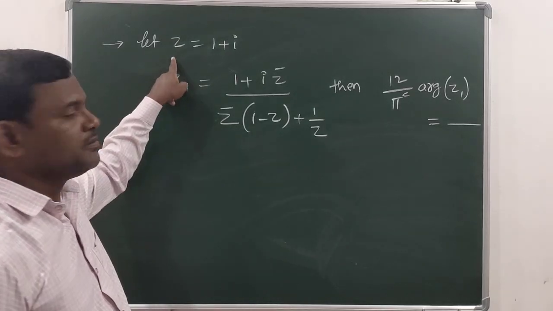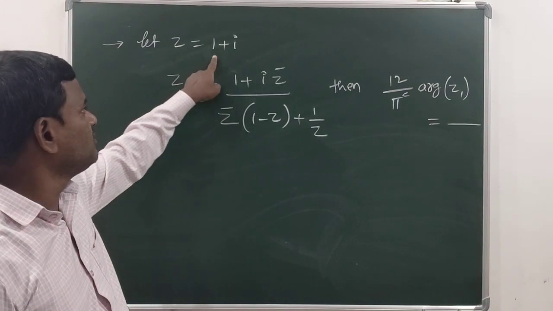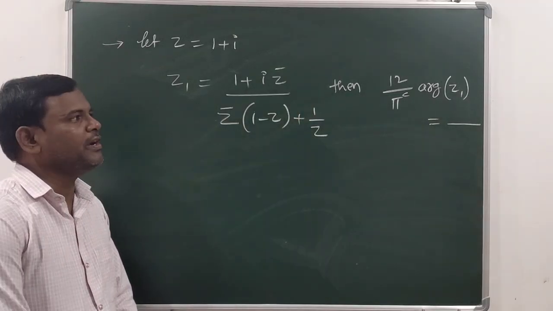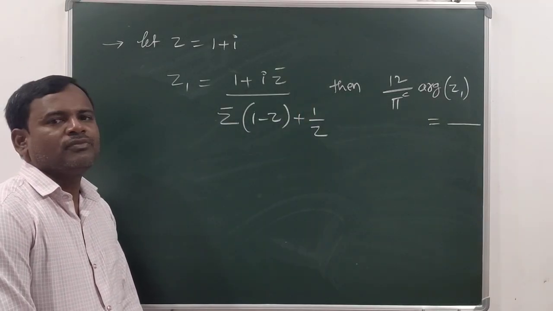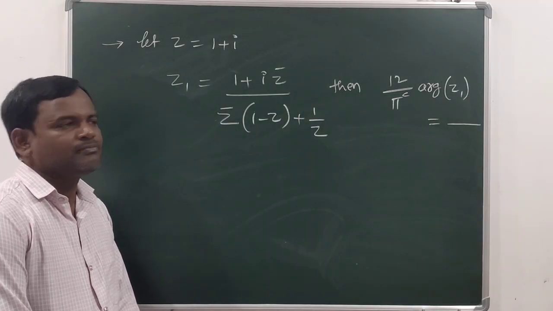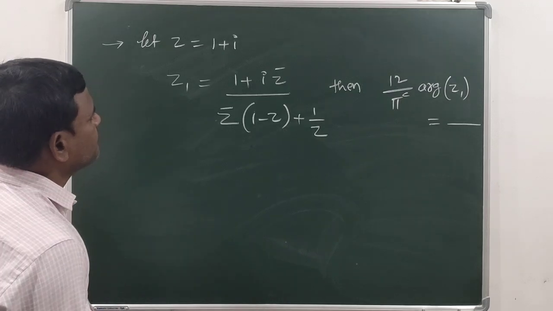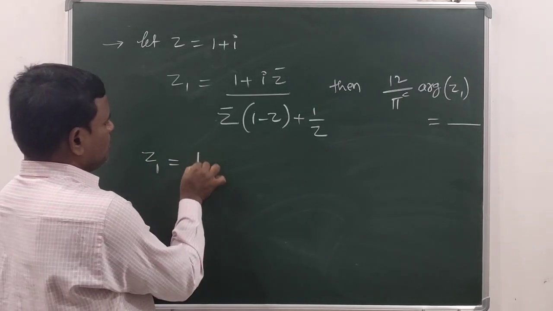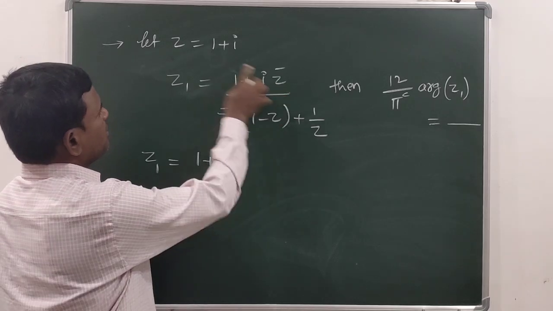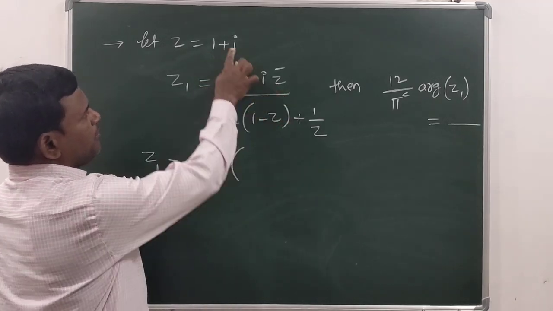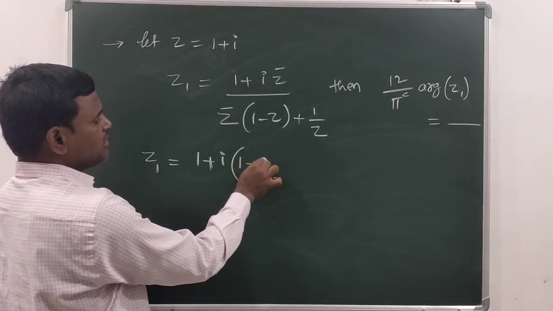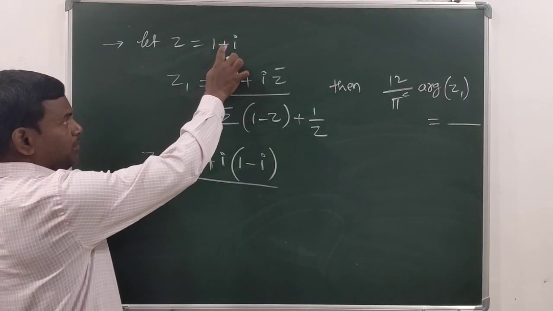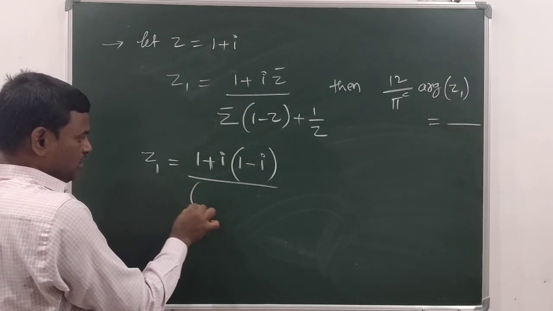Okay, the complex number is given as z = 1 + i, and z1 is given by this expression, then 12/π radians times the argument of z1. Now let us do it. See here, z1 is equal to (1 + i) times z bar. Z bar means you have to change the sign before the imaginary part, so 1 − i, whole by z bar.